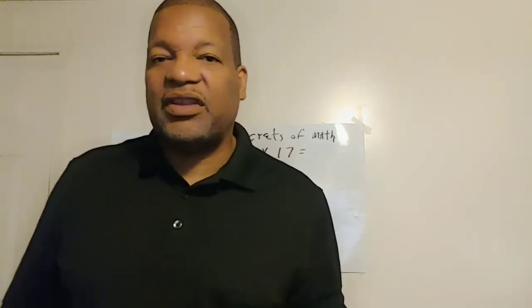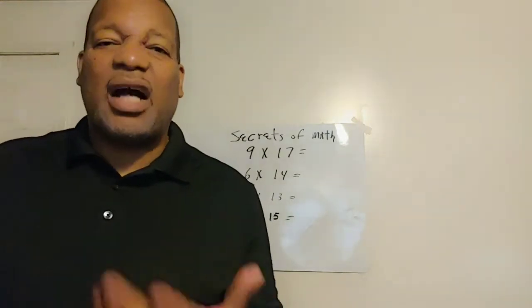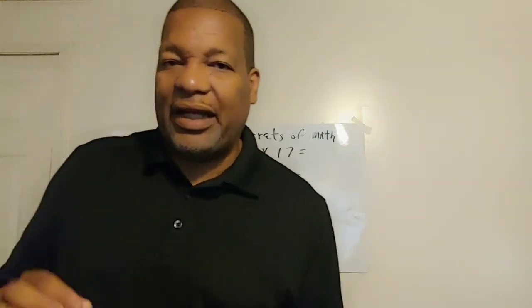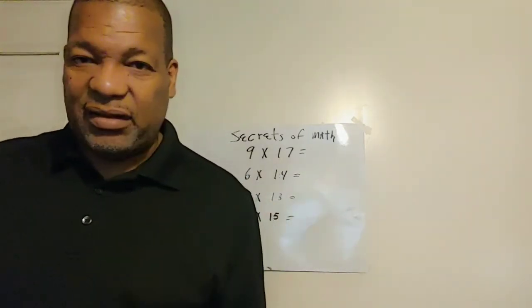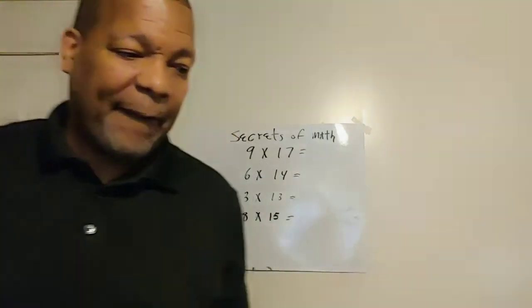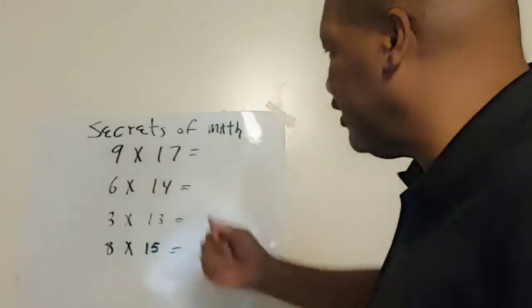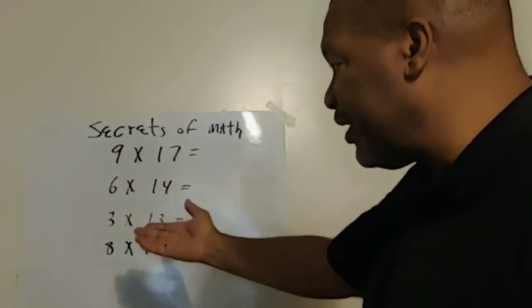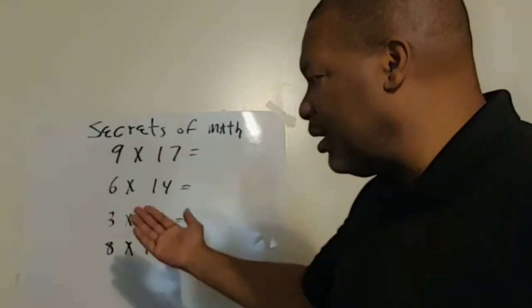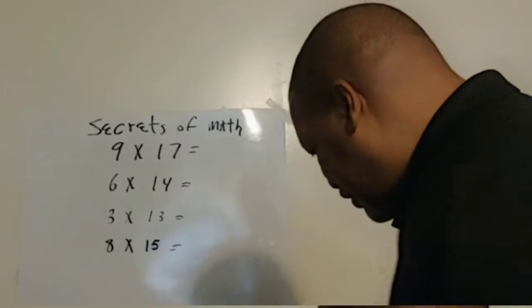Now, today I'm going to show you how to do something which is just common. You're going to use a one-digit number to multiply a number in the teens, okay? And we'll see what we can do. Now, the examples I gave here are 9 times 17, 6 times 14, 3 times 13, and 8 times 15. Okay. Now, let's see how fast we can go.